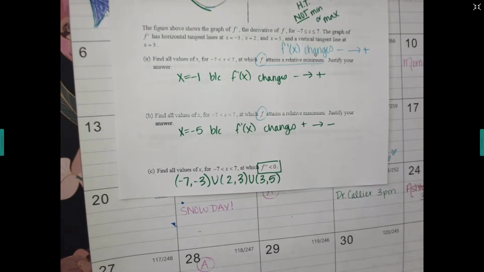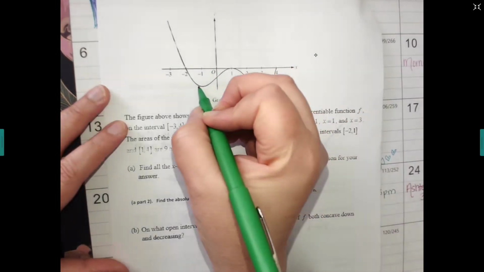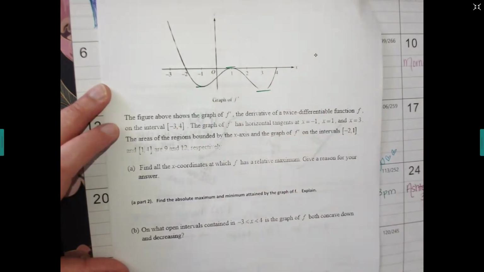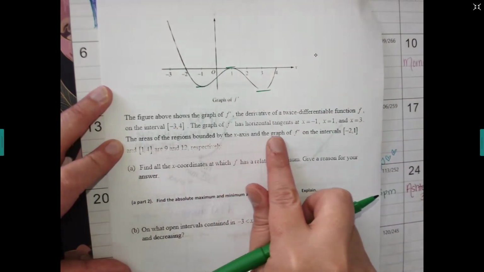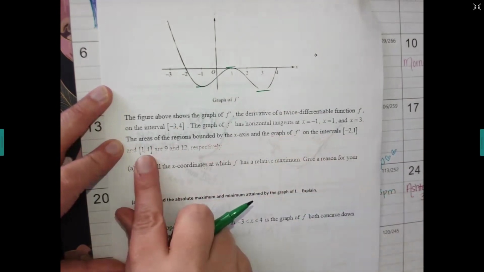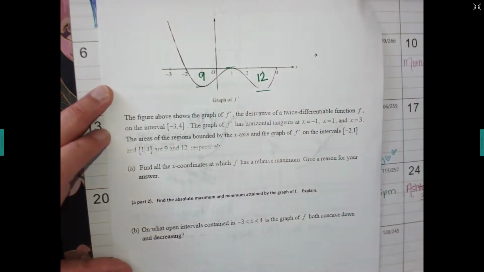All right, next one. Go ahead and do part A. It says you have a figure above that shows the graph of f prime. The fact that it's twice differentiable just means it doesn't have any cusps or corners, but you can also see that from the graph. Then it says you have your horizontals at -1, +1, and 3. And it tells you that the areas of the regions bounded by the x-axis on [-2, 1] and [1, 4] are 9 and 12. So that means this area is 9, that area is 12.